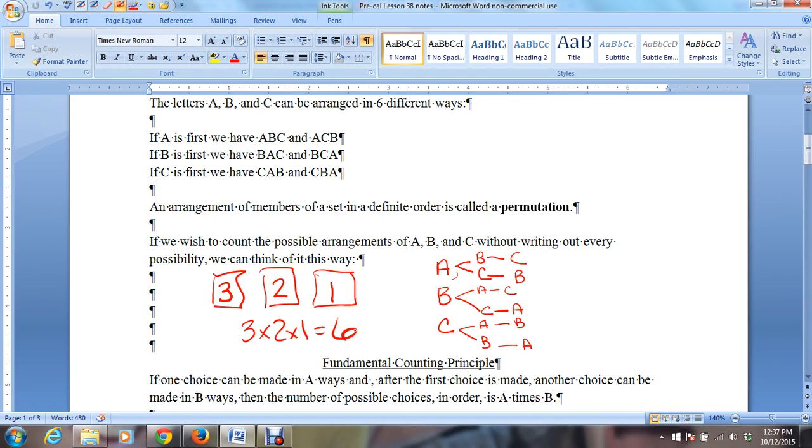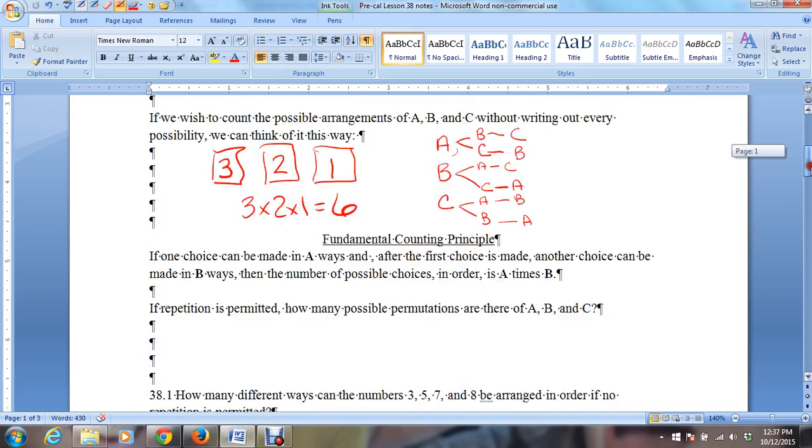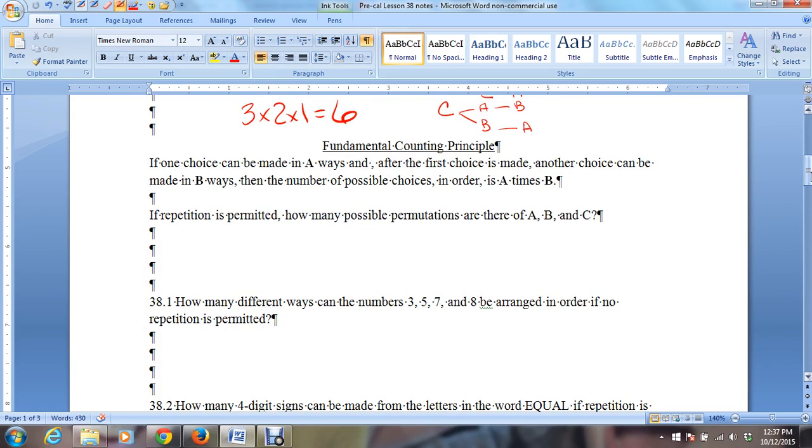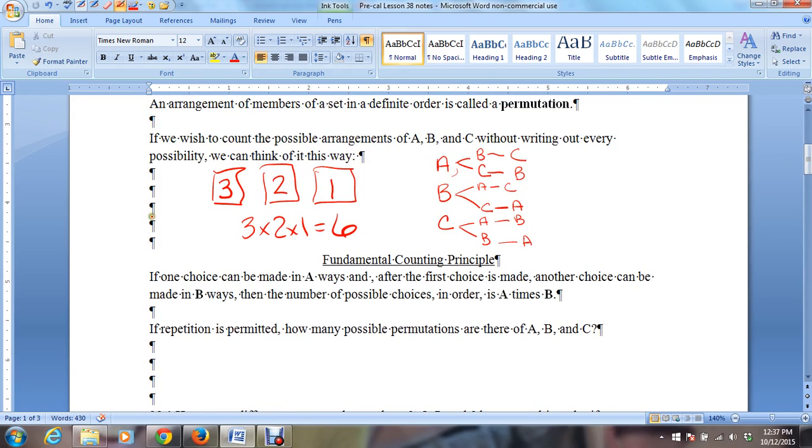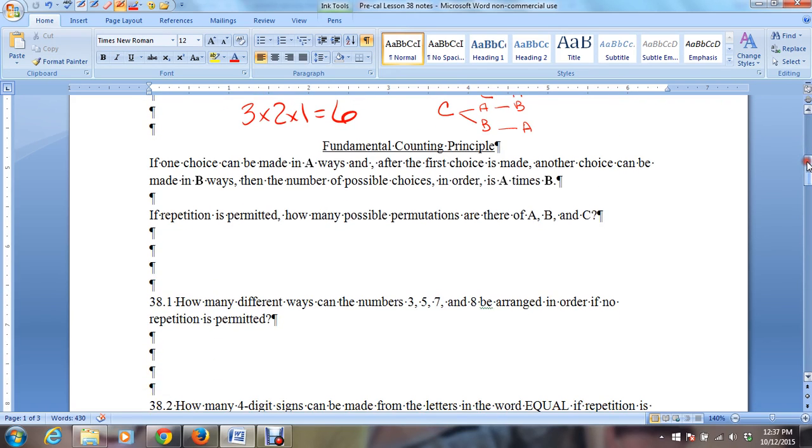So what we've seen here is that if one choice can be made in A ways, and after the first choice is made, another choice can be made in B ways, then the number of possible choices in order is A times B. So the fundamental counting principle tells you that this is what's happening. When you are doing permutations of a certain number of objects, then you can multiply these numbers together. How many choices for the first choice? How many choices for the second choice? And so on. It's a multiplication thing. So the fundamental counting principle tells us if there are A ways to choose the first thing and B ways to choose the second thing, then the total number of ways is A times B.